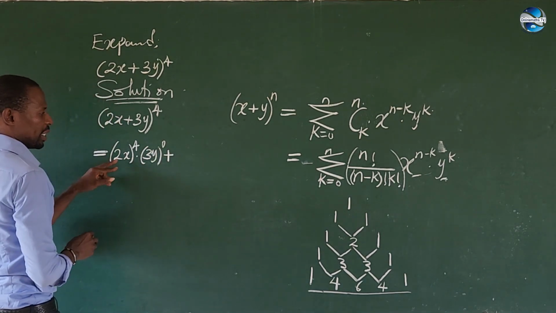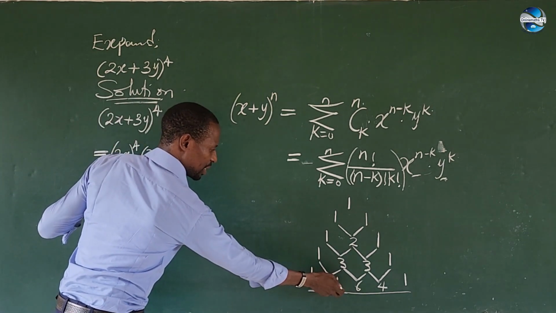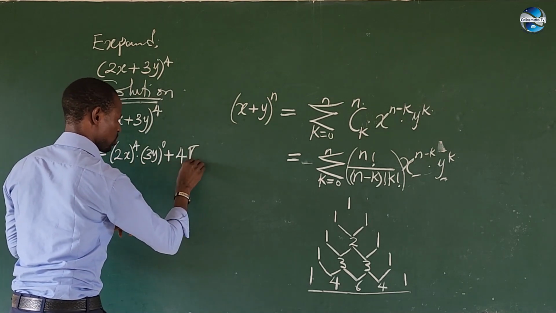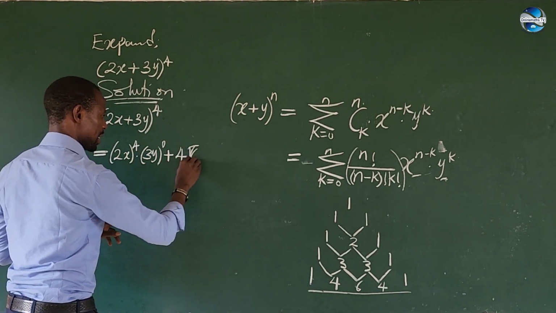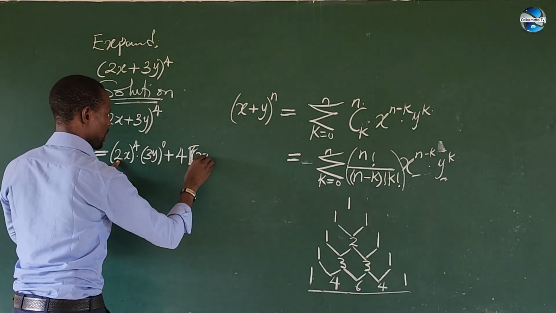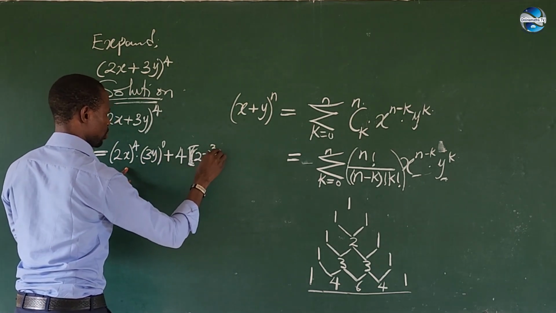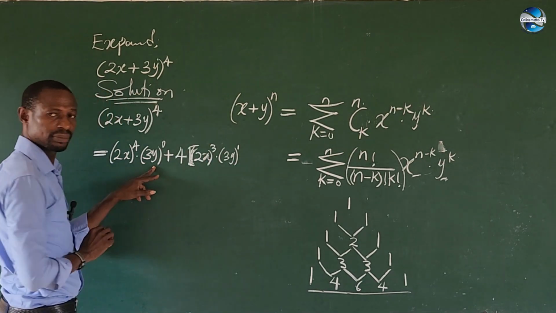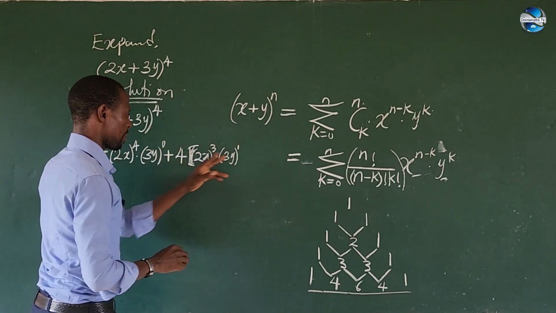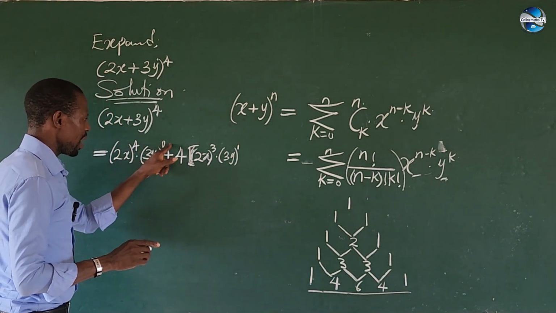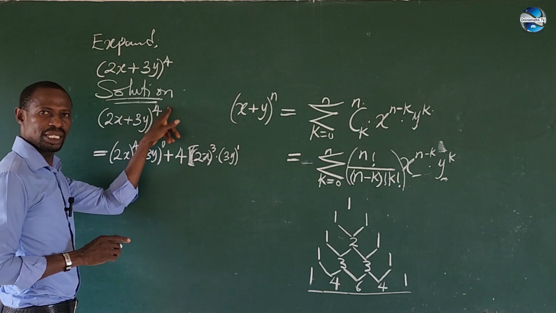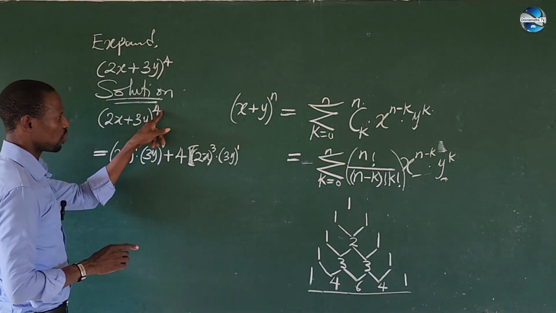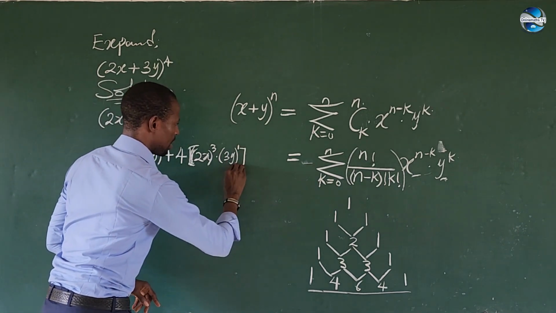Then plus this next term, where the coefficient is 4. So we're going to have 4 into, because we are using this to multiply everything, let's put it in a square bracket, 2x all to the power of 3, bracket 3y to the power of 1. You see this is increasing. And you discover something: the two exponents added together must give you this exponent here. So 4 plus 0 gives you 4. 3 plus 1 gives us what? 4. Okay, so we close our bracket.